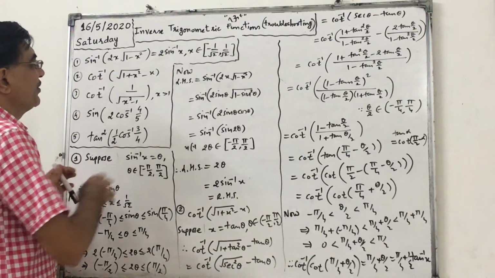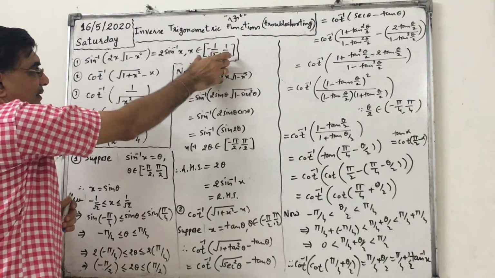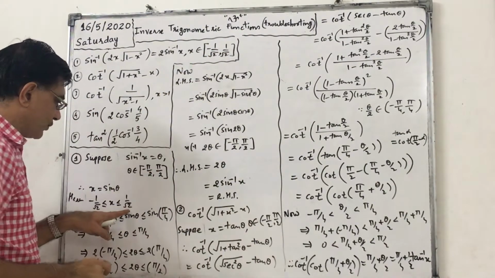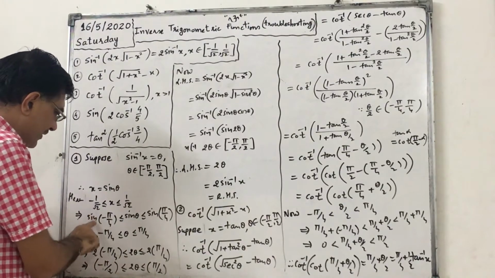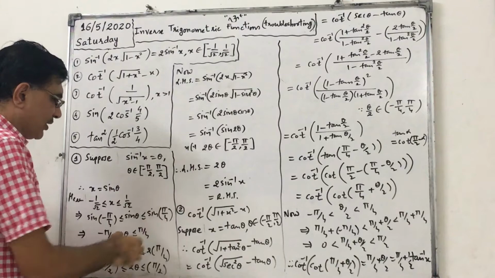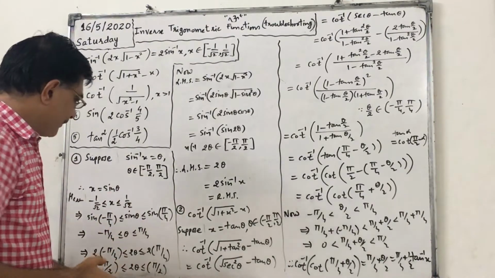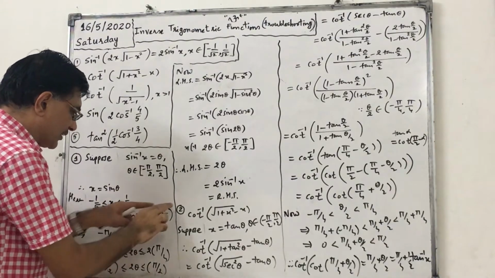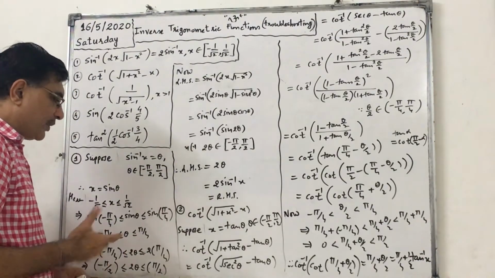Now the given condition is this: x is in this closed interval. So minus 1 by root 2 less than or equal to x less than or equal to 1 by root 2. This can be written as sine minus pi by 4, this is sine theta, and this is sine pi by 4. But sine is an increasing function. So this can be written as minus pi by 4 less than or equal to theta less than or equal to pi by 4. But I need 2 theta.